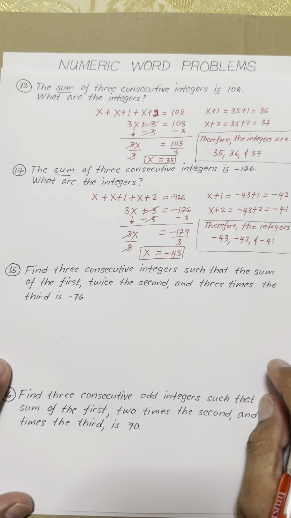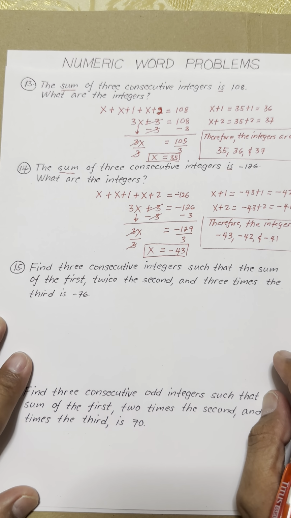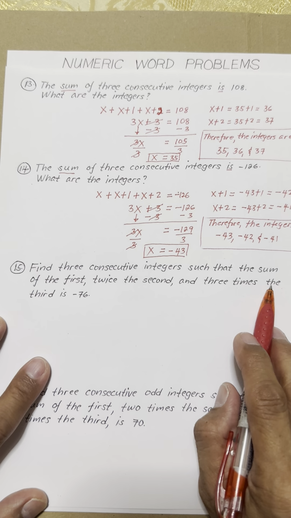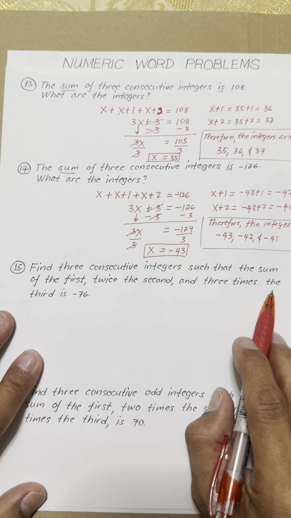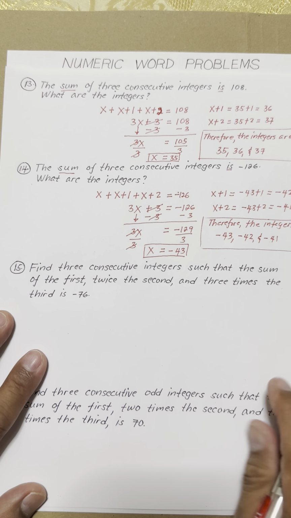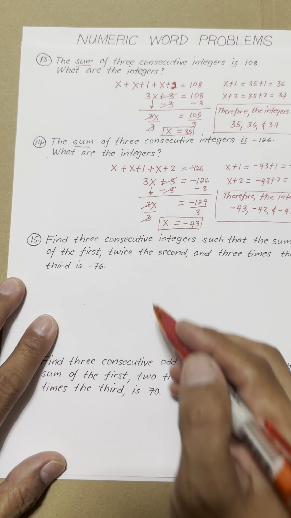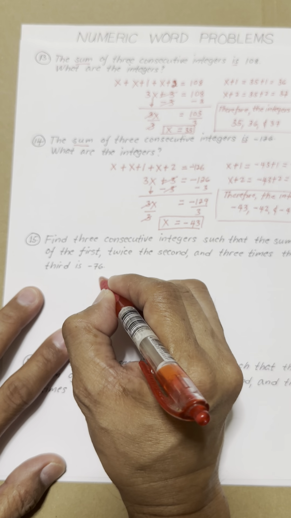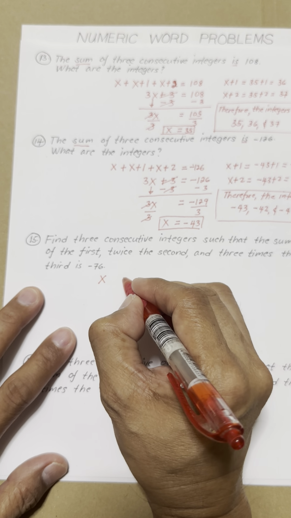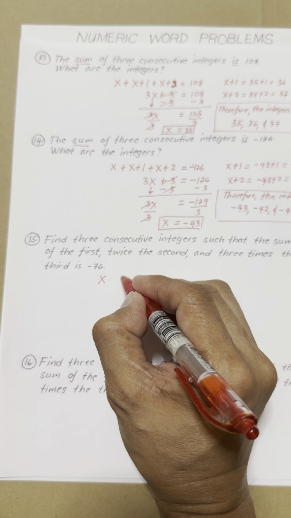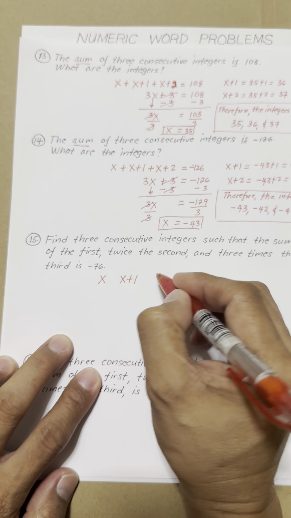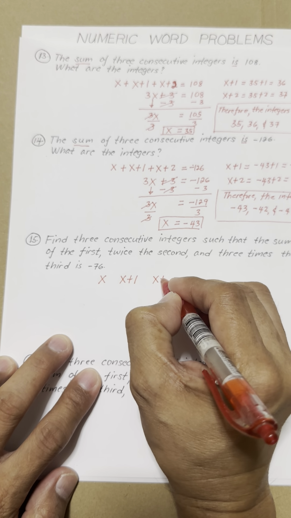Okay, second to the last, number 15. Find 3 consecutive integers such that the sum of the first, twice the second, and 3 times the third is negative 76. Again, there's no mention of odd or even integers, so we will use the same pattern. We have x for our first integer, then our second integer is x plus 1, then our third integer is x plus 2.